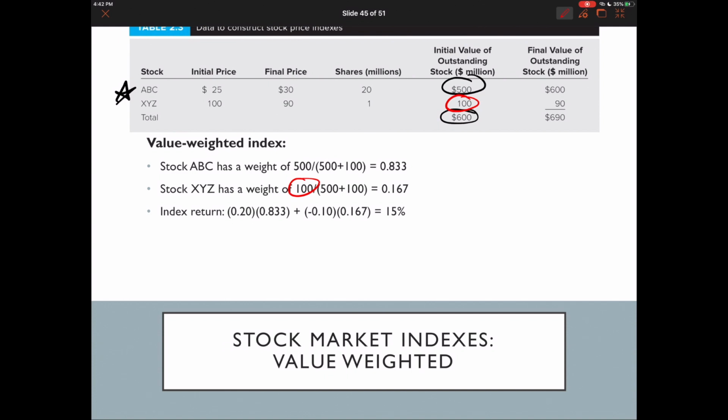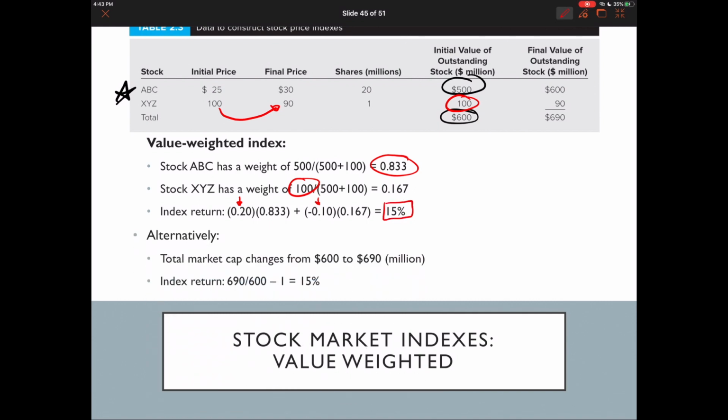And so the index return using a value-weighted strategy, from the previous slide, stock ABC had a 20% return. It went from 25 up to 30, and its weight was 83.3%. And then stock XYZ went from 100 down to 90, or a negative 10% return, multiplied by its weight. And using a value-weighted strategy, we get a 15% return on the index.